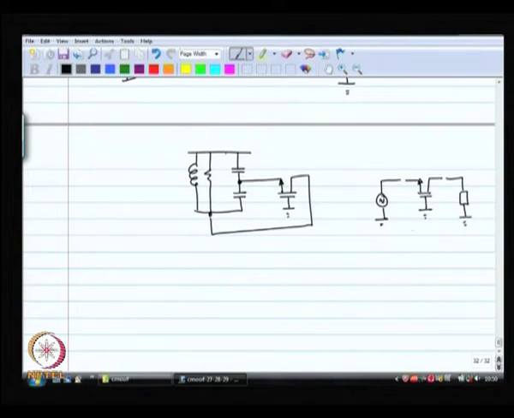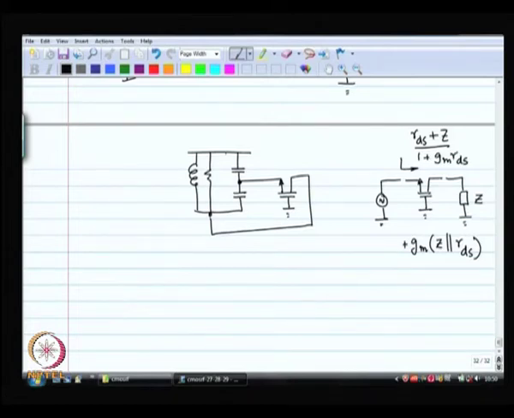The common gate amplifier has a gain of positive GM times, let us not call this R, let us call this Z. This is the gain of the common gate amplifier, and the input resistance of the common gate amplifier is going to be what? Is going to be RDS plus Z divided by 1 plus GM RDS.